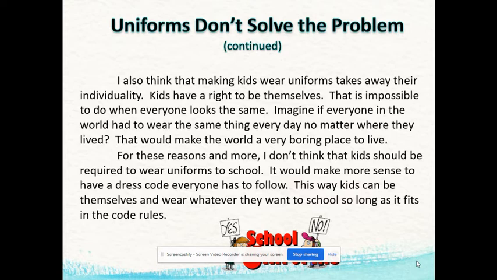It would make more sense to have a dress code. So he's giving an alternate solution. This way, kids can be themselves and wear whatever they want to school as long as it fits in dress code. So he's also expressing one of his key ideas: it would help with kids being individuals. All right.